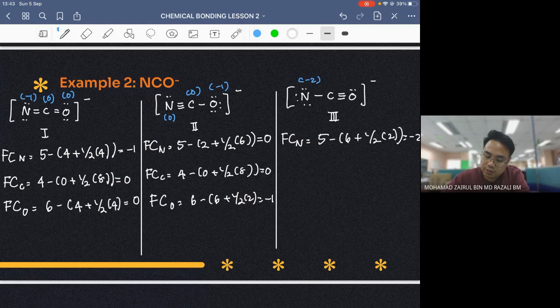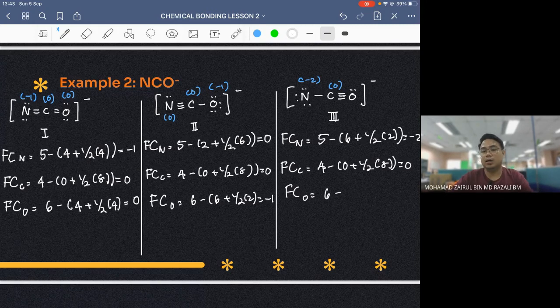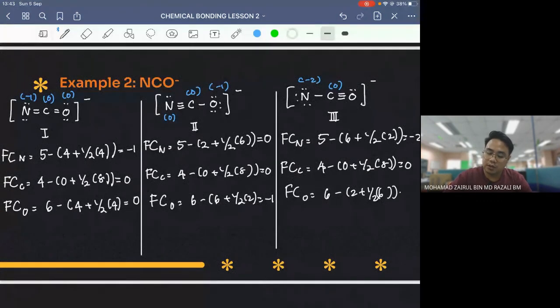Okay, and then the formal charge for carbon. The formal charge for carbon is 4 minus 0 plus half 8, equal to 0. So this one is 0. For oxygen, the valence electron is 6. The lone pair is 2 plus half of the bonding pair 6, so 3. 5 minus 6 is equal to positive 1. So this one is positive 1.